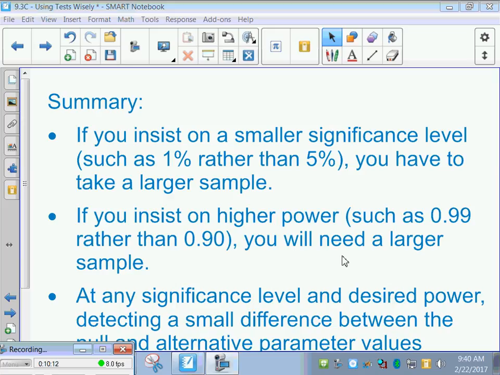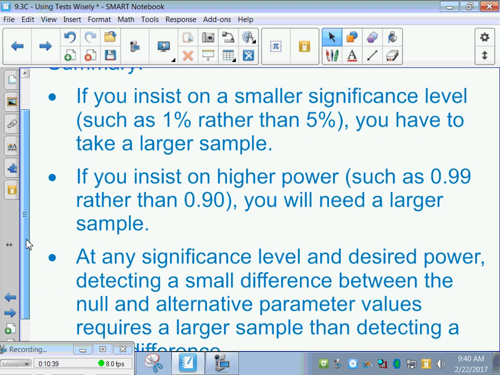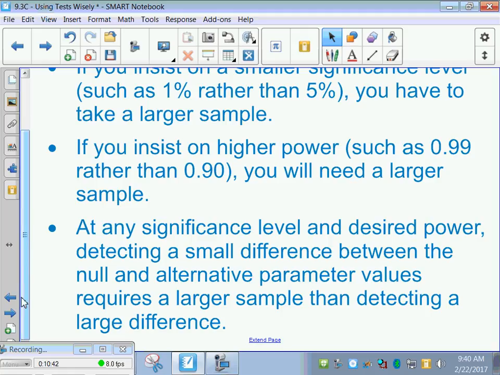If you want a smaller significance level, such as 1%, or even if you insist on 5% versus 10%, then you have to take a large sample size. All right, so smaller significance level means you need a larger sample. If you insist on a higher power, such as 99% instead of 90%, you will also need a larger sample. And at any significance level and desired power, detecting a small difference between null and alternative parameter values requires a larger sample than detecting a large difference.